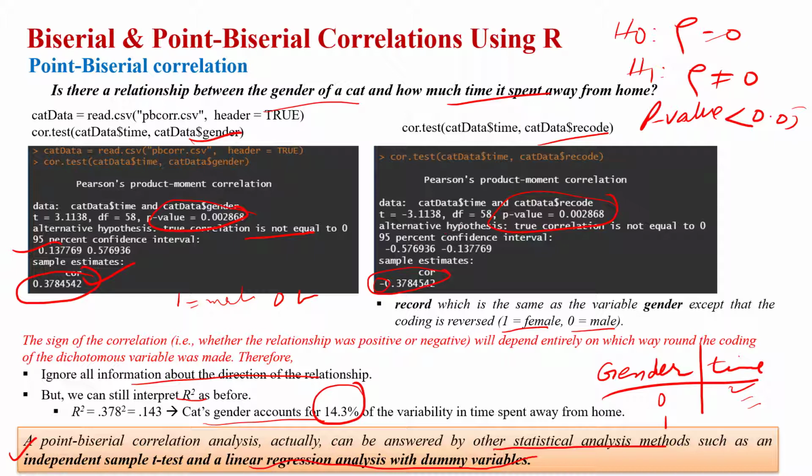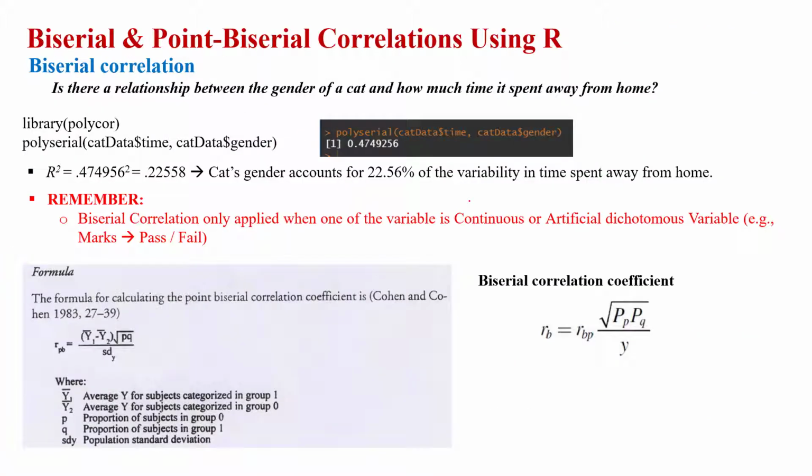Now let's talk about the biserial. The biserial correlation coefficient we apply in a scenario when one of the variables is continuous whereas the other variable is artificially dichotomous, as in the example I gave, such as the marks of students converted into pass or fail. Similarly, depression level is a continuous variable and we convert it into high and low.